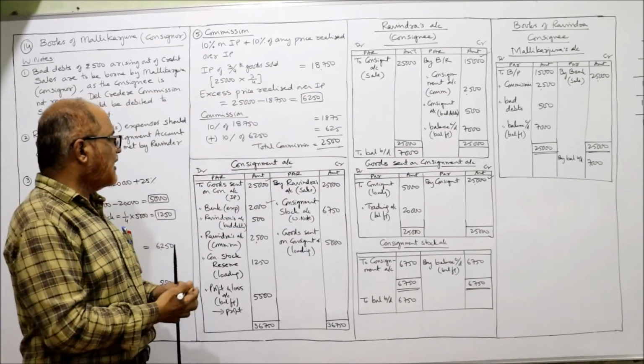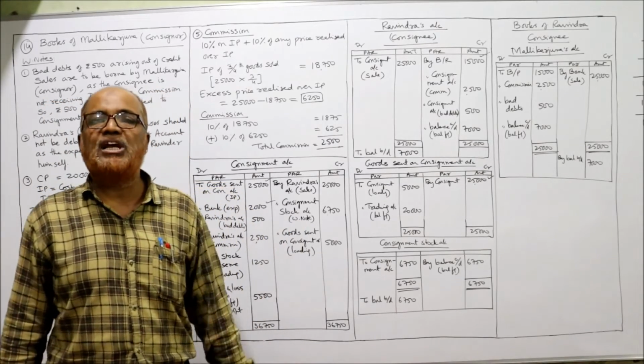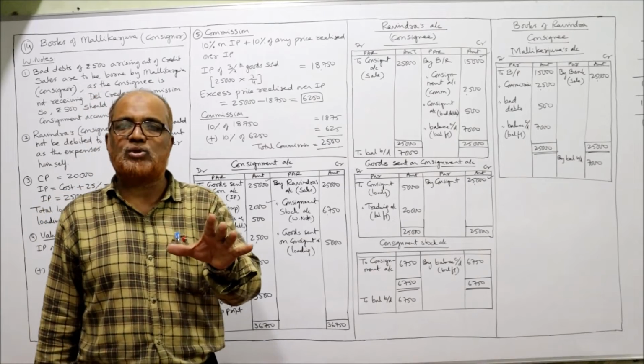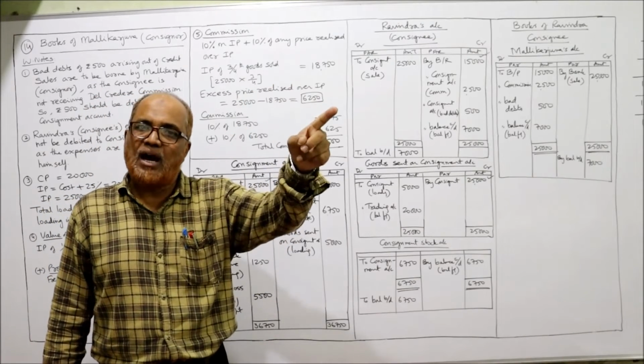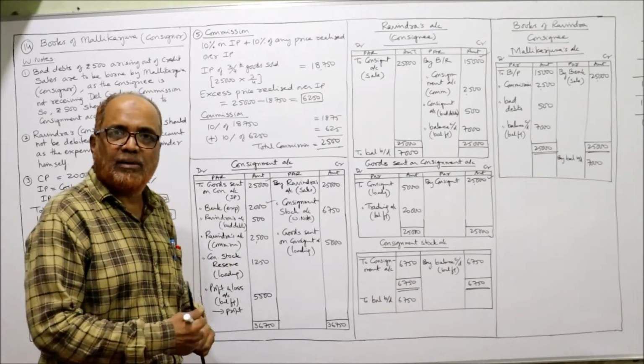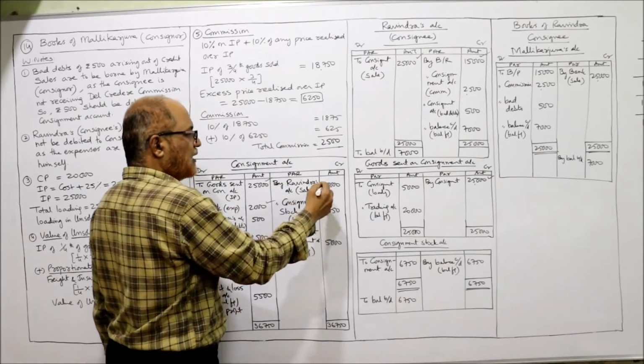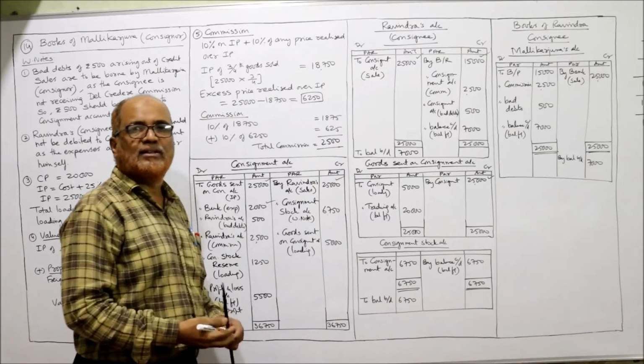Right? Next entry will be sale. Ravindra has sold 3/4 of the goods for rupees 25,000. The entry will be Ravindra account debit to consignment. Ravindra account is debited to consignment 25,000 and consignment account is credited by Ravindra 25,000.